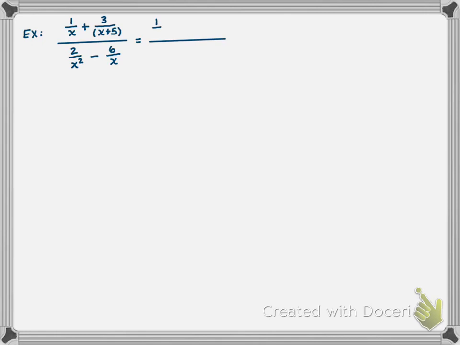So I have 1 over x, and I need to multiply that by x plus 5 over x plus 5. And then, well, this has to be longer. And then I've got 3 over x plus 5. And I need to do x over x.